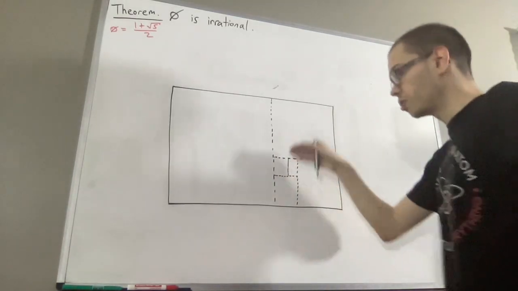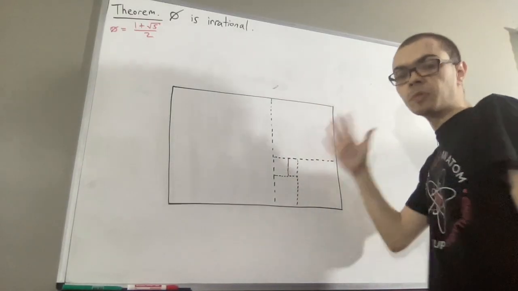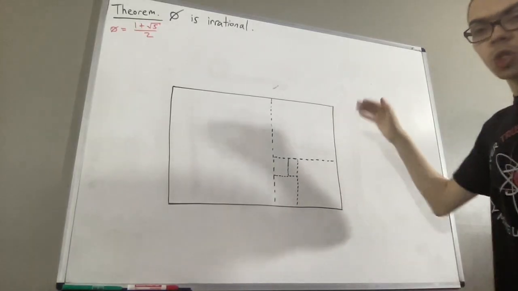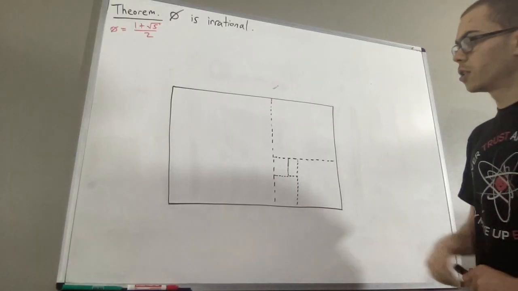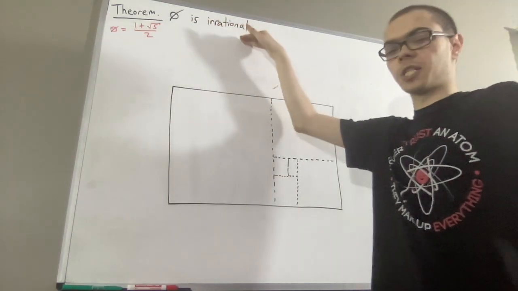Right? And we can continue doing this forever and ever, so that we construct a new, smaller rectangle where the ratio of the longer side length to the shorter side length is the golden ratio. So how does this motivate a proof that the golden ratio is irrational?